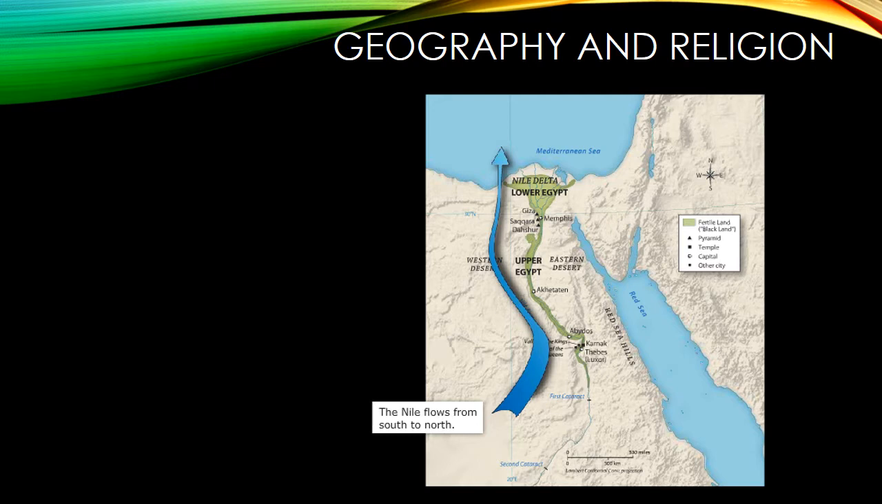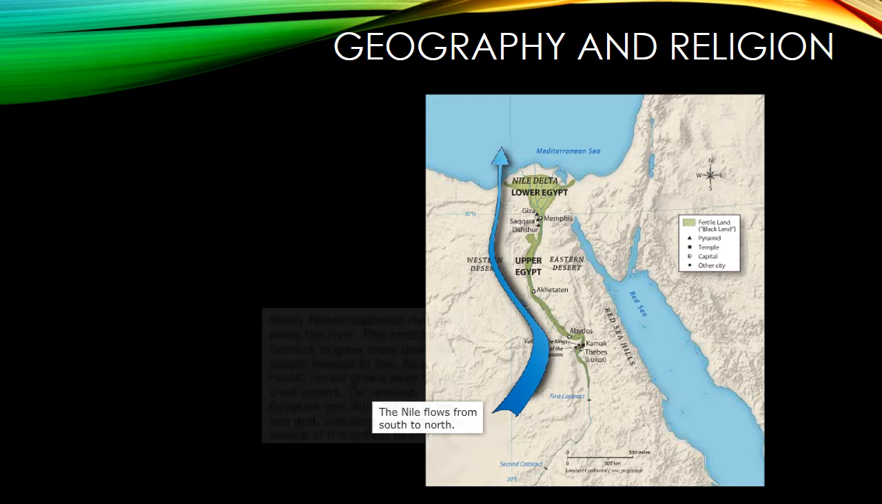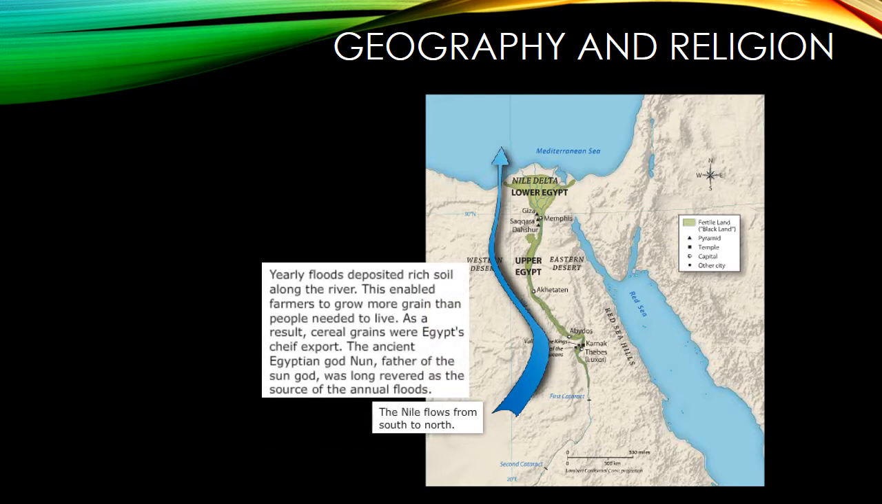So here we want to take a look at the actual workings of the Nile. As we see in green, that's our fertile land, the black land from the silt. Our triangular shapes are pyramids, our squares are temples. We have our capitals and other cities. Now, remember, the Nile flows from south to north. It flows down the mountains in Central Africa to the Mediterranean Sea. It doesn't flow north to south like our rivers do here in America.